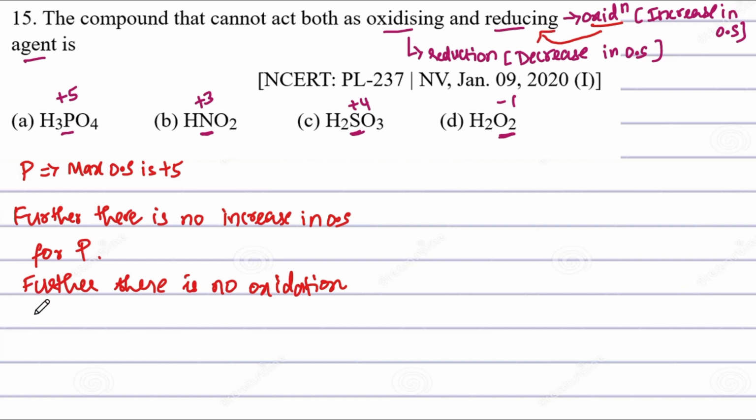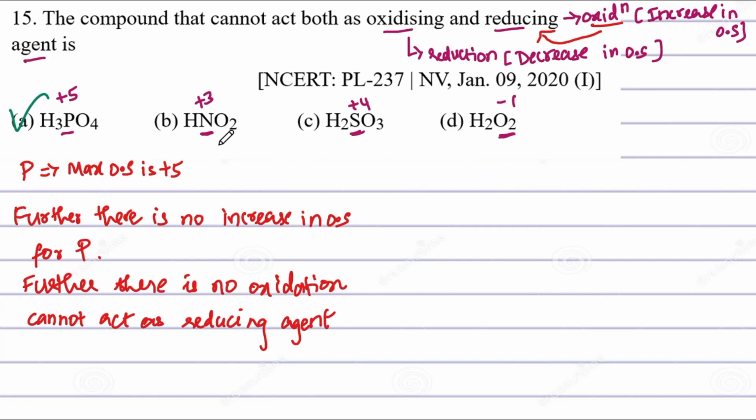So in this compound, phosphorus cannot act as a reducing agent, but it can act as an oxidizing agent because it can undergo reduction. It can gain electrons, but it cannot lose electrons because the maximum oxidation state, that is, the maximum number of electrons are already lost by phosphorus. So the correct option is option A.